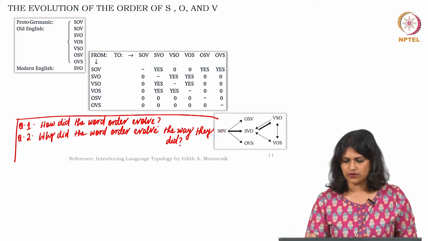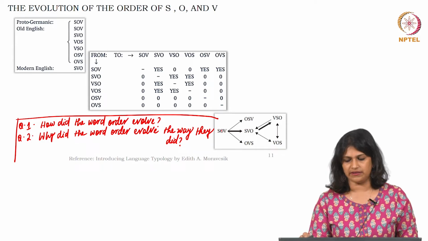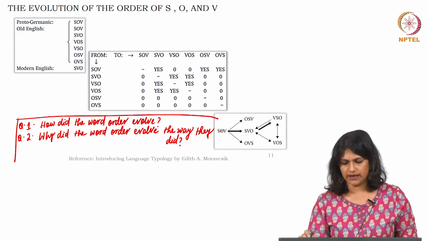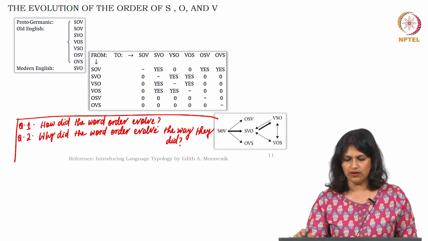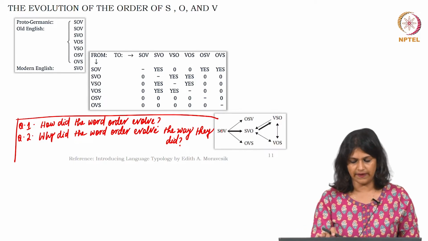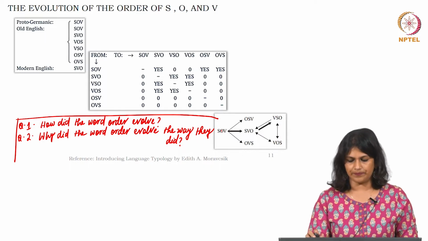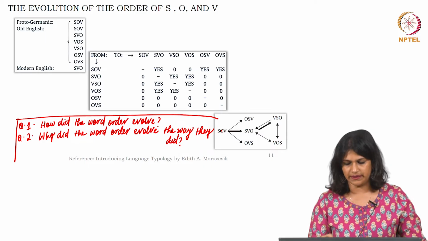So, you have the SOV, which is the initial stage, and from SOV you have other kinds of derivations. So, OSV, OVS, SVO, VSO, VOS, all kinds of derivations are possible, but the initial stage is primarily SOV. So, that is what we have discussed as far as the word order historical development is concerned.